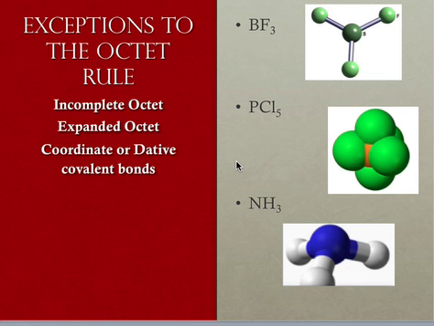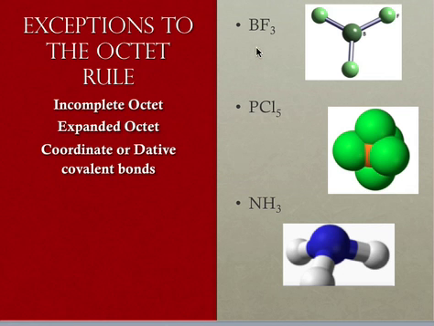And remember, the octet rule says that atoms want 8 electrons in their outermost orbit. So this is a great way to look at the exceptions to the octet rule. There are things called incomplete octets, meaning that the central atom doesn't quite get 8. There are expanded octets, meaning that the central atom actually gets more than 8. And then we have situations where one central atom is willing to donate both of its electrons to something else, and the other one doesn't have to contribute at all. And that's called a coordinate or dative covalent bond. And so that's what we're going to look at.